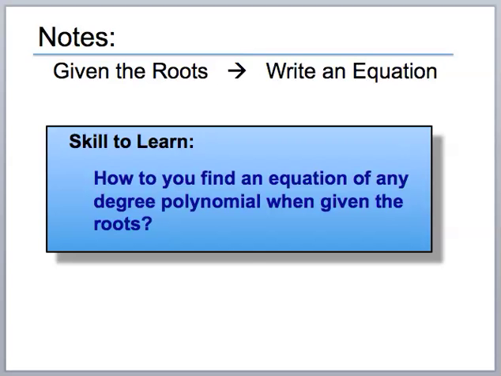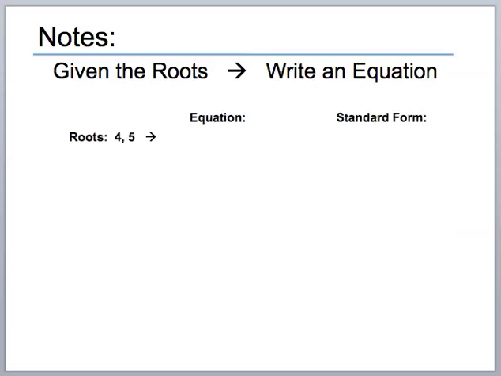Alright, welcome. This video is going to walk you through how to write an equation to a polynomial when you're given the roots. For starters, we're going to go back to the beginning of the chapter where you had some real basic equations that you found with just two roots, which would then result in the form of a parabola. So to write the equation for this, which would have roots at 4 and 5, you'd write an equation that says y equals x minus 4 times x minus 5.